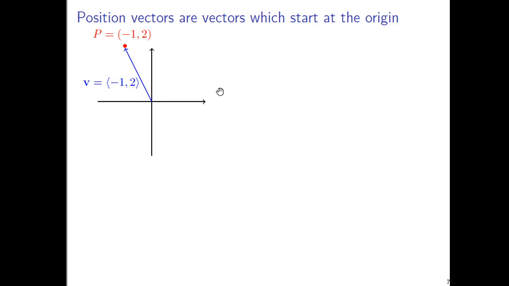So every point in the plane will correspond to a position vector. I've done the point information in red and the vector information in blue. The point is just the point, right? And it's written using parentheses. For this class, we are going to use the standard ordered pair with parentheses for points, and we're going to use angle brackets for the vectors.